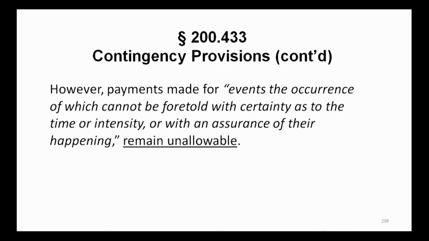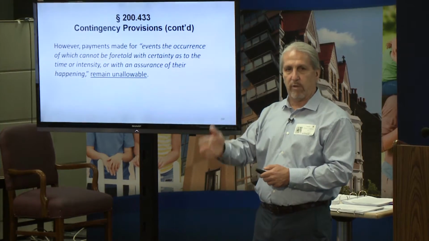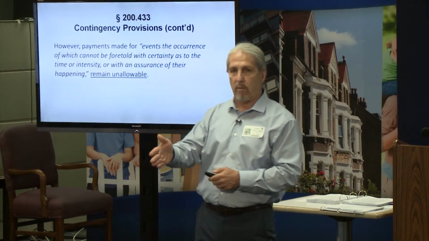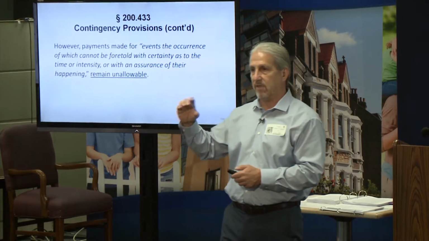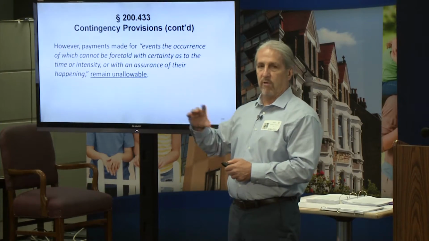The main thing to remember about that is what it doesn't mean. Events that cannot be foretold with certainty as to the time or intensity, or with an assurance of their happening, remain unallowable. In our mind, we might think of contingency as that kind of circumstance, and this is saying no, not that. It's really, if it's in a construction budget, the federal awarding agency may allow a certain amount in your budget approved as a contingency amount to achieve that objective under that federal award.